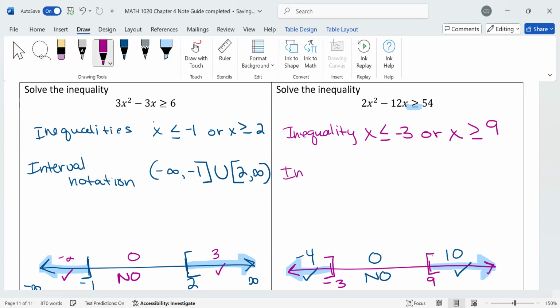And for interval notation, we're going from -infinity to -3, and the inequality symbol says we have a bracket, union 9 to positive infinity.